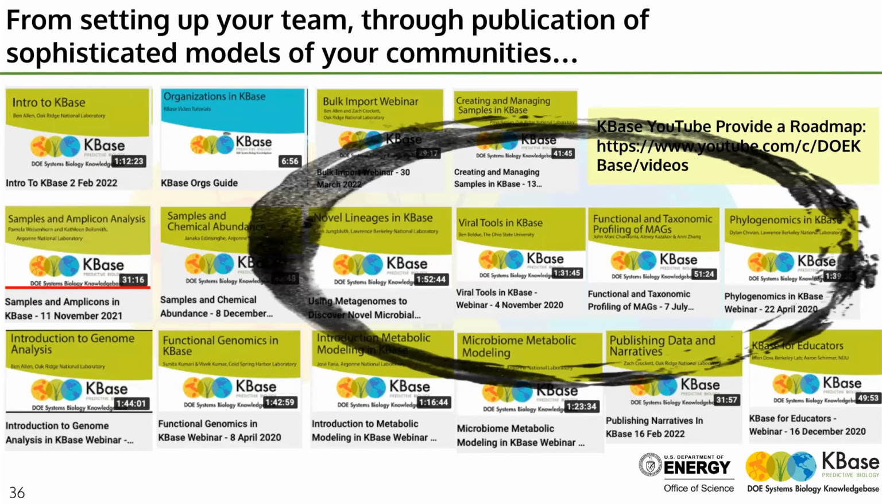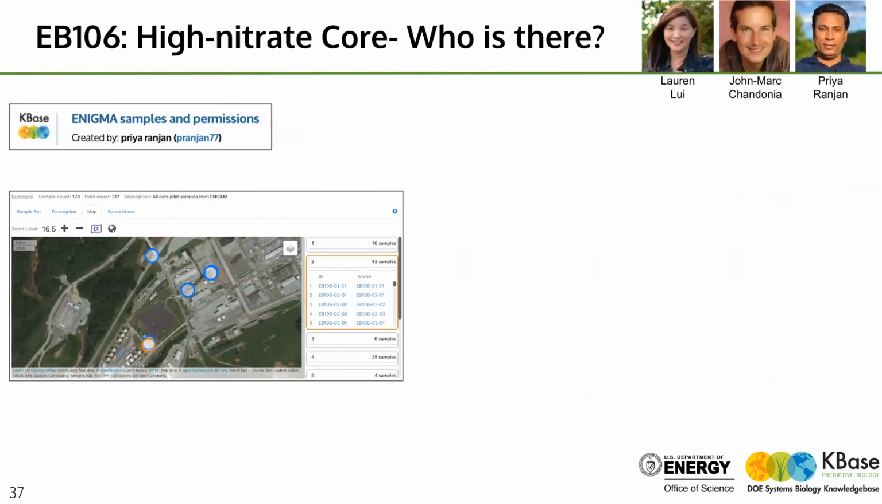So now that we have metagenomic data that complement the amplicon data, we can bring all the other tools into play. These include detection of novel lineages, detection of viruses, detection of the functional, and we can create MAGs and do functional taxonomic profiling of MAGs, which are metagenome assembled genomes, and we can do comparative analysis of it.